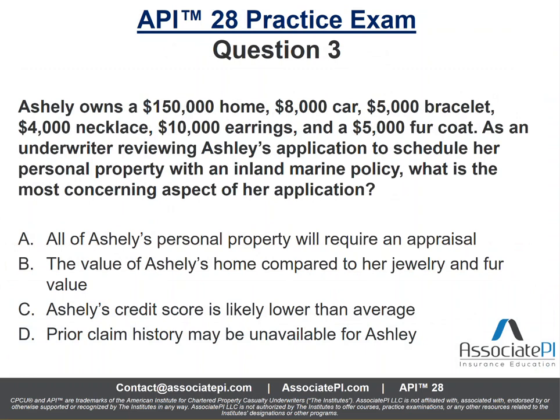So this one says, Ashley owns a $150,000 home, an $8,000 car, a $5,000 bracelet, a $4,000 necklace, $10,000 earrings, and a $5,000 fur coat. As an underwriter reviewing Ashley's application to schedule her personal property with an inland marine policy, what is the most concerning aspect of her application? So this is a multi-step problem. You are put in the shoes of an underwriter. You have to analyze this case, assuming that Ashley is applying to your insurance company. You're the underwriter. What is most concerning to you?